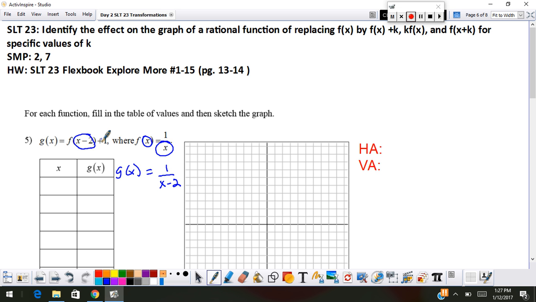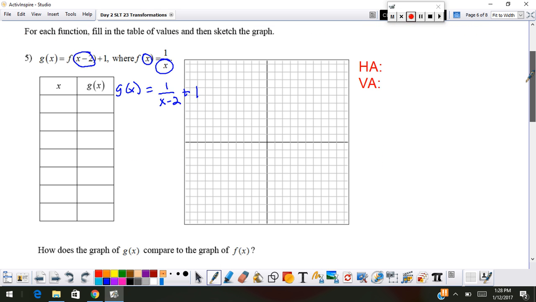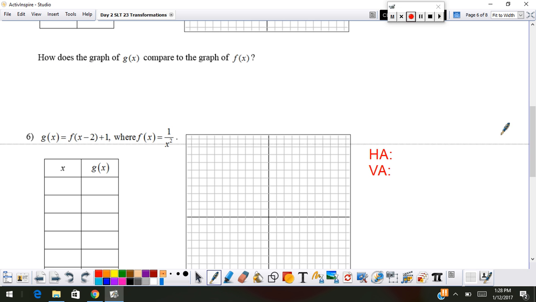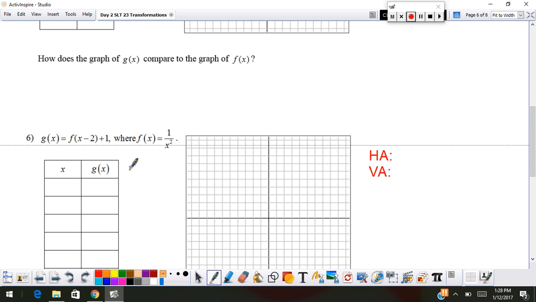And then we've got this plus 1 here, and so that is going to happen outside of f of x, or outside the argument. So g of x is 1 over x minus 2 plus 1. When we look at numbers, I know it's a funny problem. If we look at number 6, we've got g of x equals, again, the argument is going to become x minus 2, but now we're using that squared function, that one that starts off even. I wonder if it stays even. We'll find out. And we're going to add 1. So go ahead and pause the video and graph these two functions.